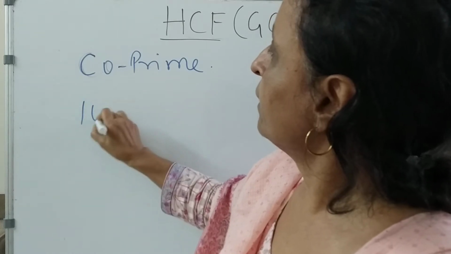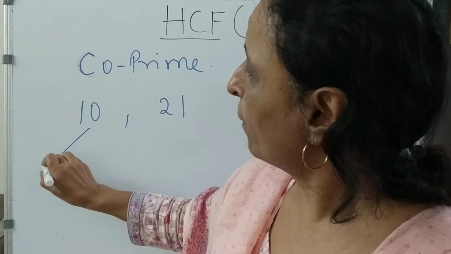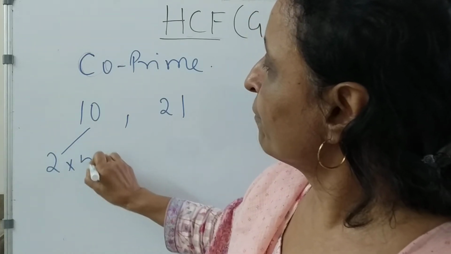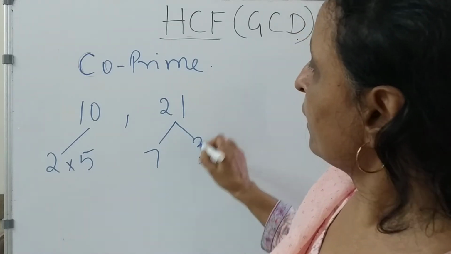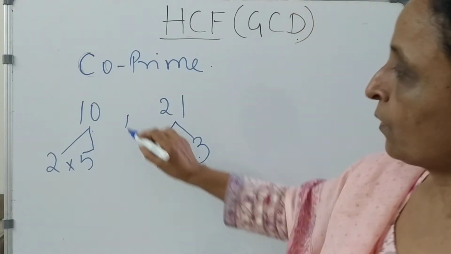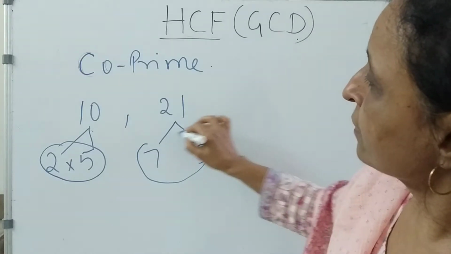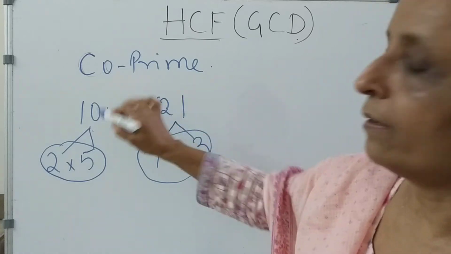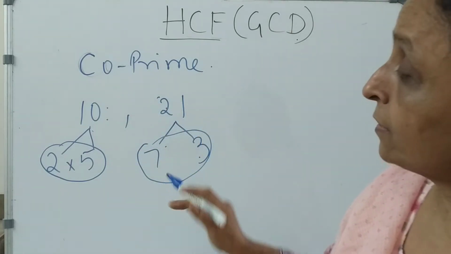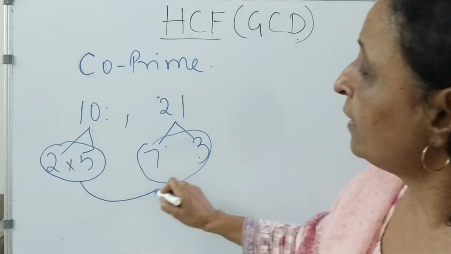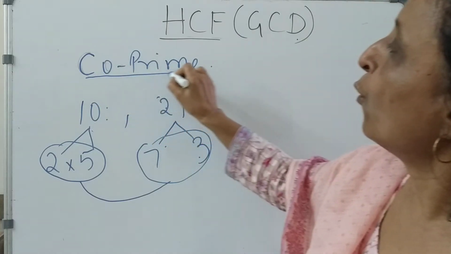Now let us take the numbers 10 and 21. Factorize those numbers. 2 into 5 is 10 and 7 into 3 is 21. So these are the factors. These numbers are not prime numbers. 10 and 21 are not prime numbers, but they don't have anything in common, and therefore they are known as coprime.